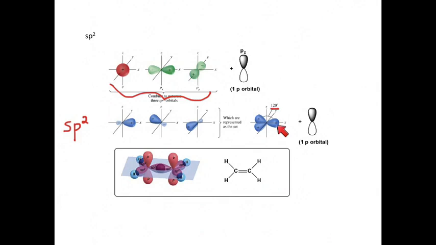And that puts these orbitals and these electrons that are repelling each other as far away from each other as possible. What we have to keep in mind is we used an s and 2 p's, so we have this pz left over, and here's this p left over.